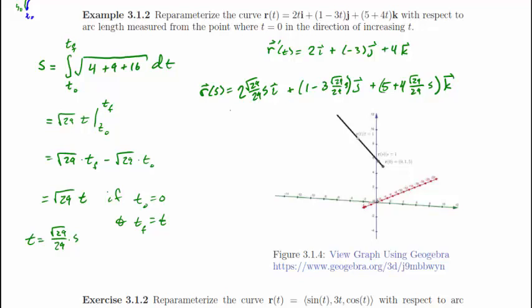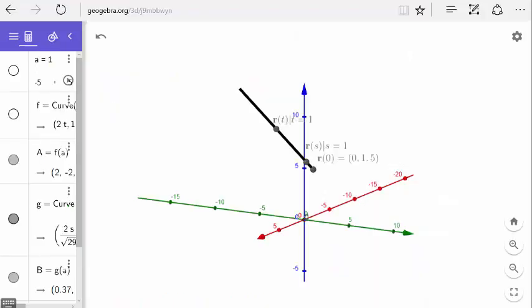So if I plug in any s value, then the point we get to will be exactly whatever s is, that many units from the initial position when s is 0, which is the same thing that lines up with when t is 0. Let's go ahead and take a look at this graph. That'll kind of help us see what's going on here. Okay, so I've gone ahead and pulled that up, and what we see is r of 0, whether the input is s or t, should give us the point 0, comma 1, comma 5.